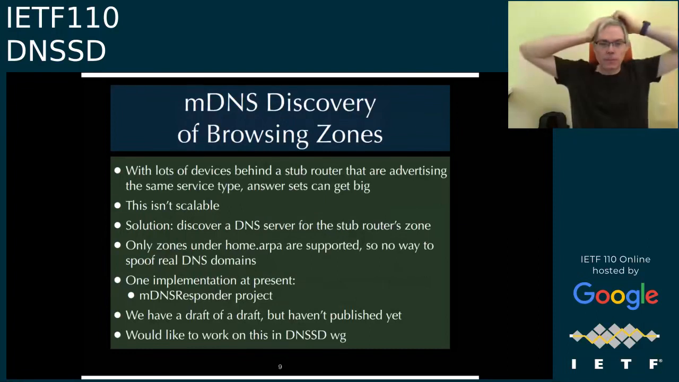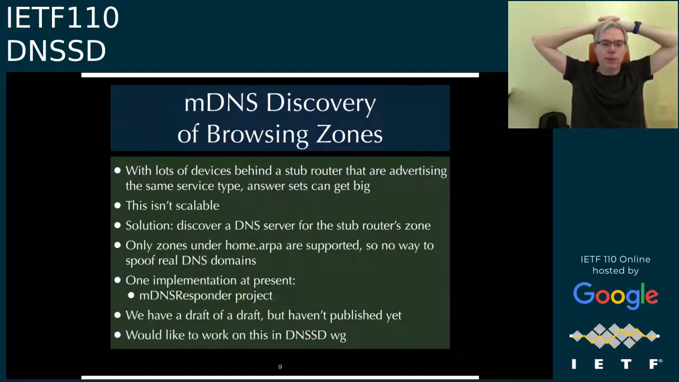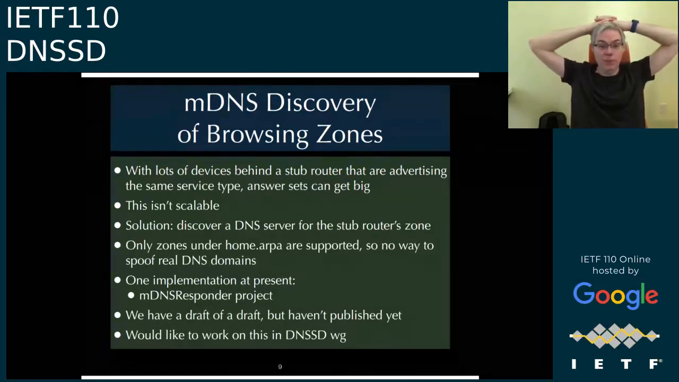So this is that problem. When you have a lot of devices behind a stub router, the answers get really big. It's not scalable. Can we use multicast more efficiently? Rather than using multicast to transfer all of the data, can we just use multicast to discover the place where the data is, and then use unicast to get the data? So what we implemented was exactly that.